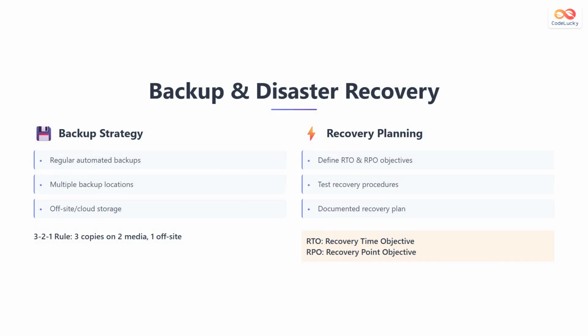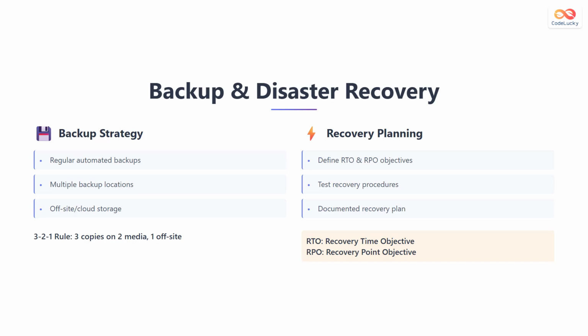Backup and disaster recovery are your safety nets in production. Your backup strategy should follow the 3-2-1 rule. This means keeping 3 copies of your data on 2 different types of storage media, with 1 copy stored offsite or in the cloud. Backups should be automated to happen regularly without manual intervention. Multiple backup locations prevent data loss if one storage system fails.